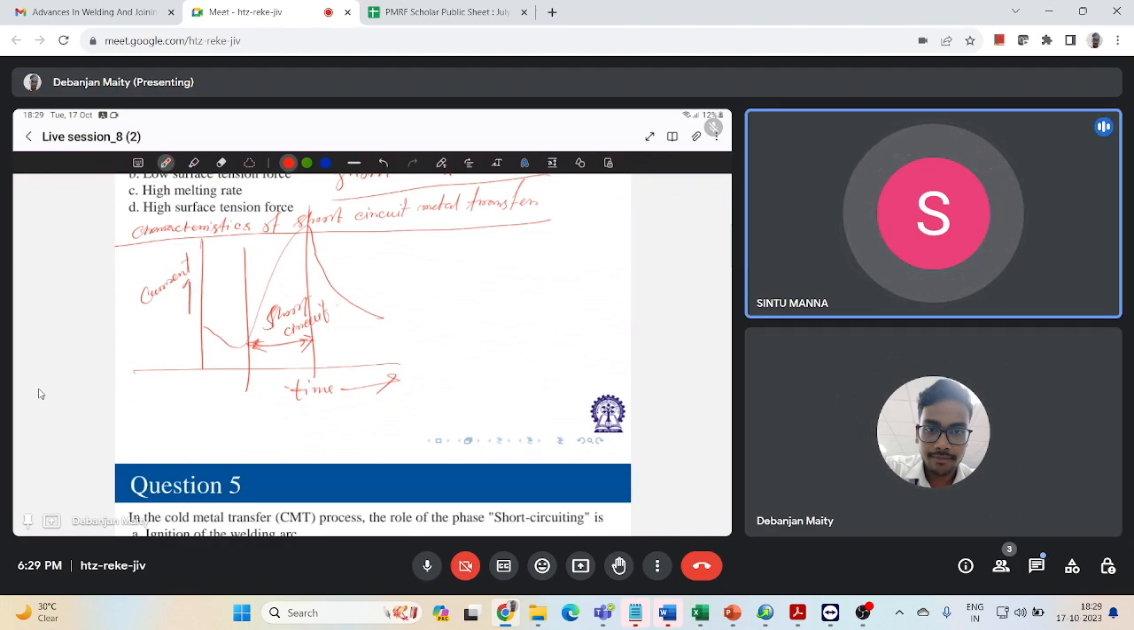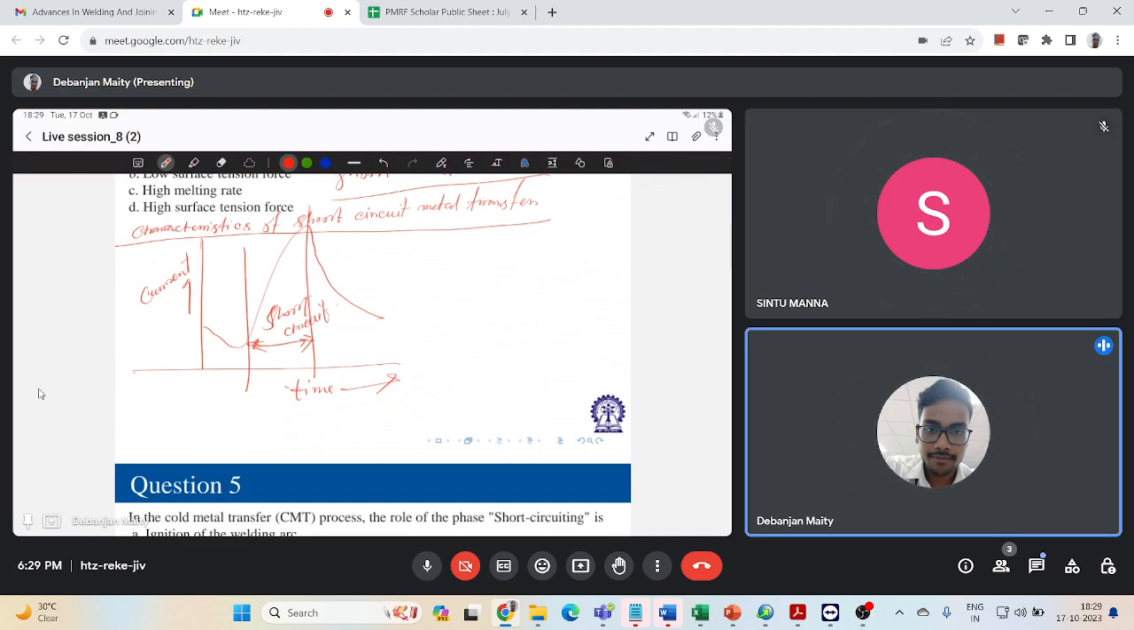Sir, I have a question there. Sir, short circuit transfer is a pulsation system. I mean the short circuit metal transfer characteristic is a pulse characteristic. Yeah, it is kind of pulsed, it can be repeated over cycles. It's not continuous.